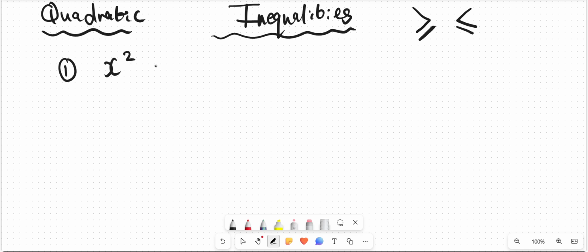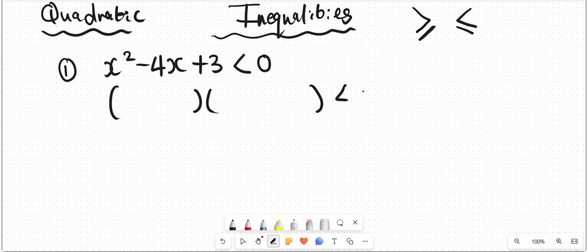What if we have an x squared subtracting a 4x that is being added by a 3, and you're told that this is less than 0? How do you solve this? So firstly, we're going to factorize it as though we were factorizing a normal quadratic equation. We're going to open our brackets. We still have our less than 0 there. Factors of positive 3 that add to give me a negative 4 is a negative 3 and a negative 1, right? So we factorize it.